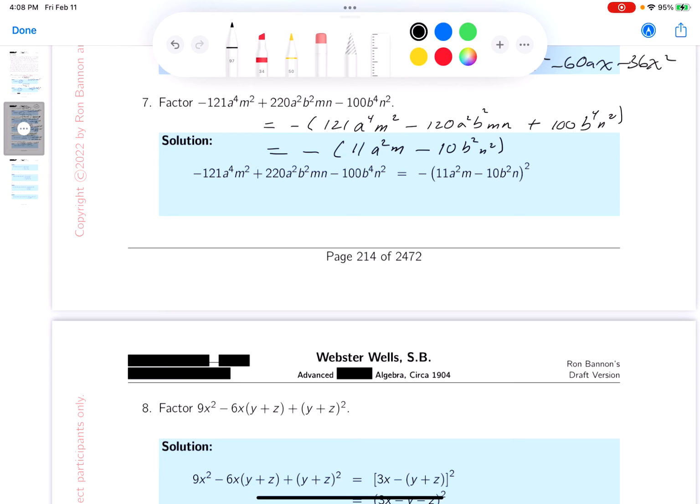Well, again, I want to check it. Oh, I'm sorry, I didn't put the square there. I want to check it to make sure it's right. Let's put this down like I did before. 11 squared is 121. Let's see, that would be a^4 m squared. Well, let's see what you get. Minus 110, minus 110, minus 220.